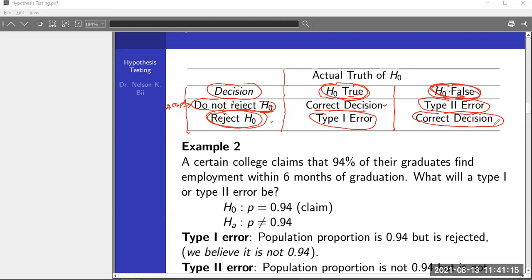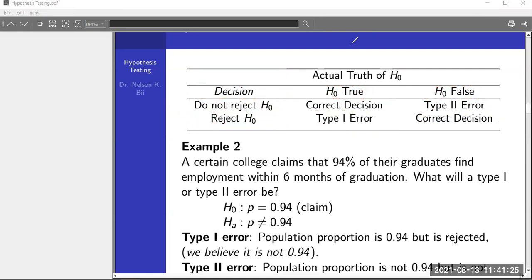That is the correct decision, so there is no error made there. So get the difference between type 1 and type 2 error, because we shall be referring to that as we go along. So an example here: a certain college claims that 94% of their graduates find employment within 6 months of graduation. What will a type 1 or type 2 error be?